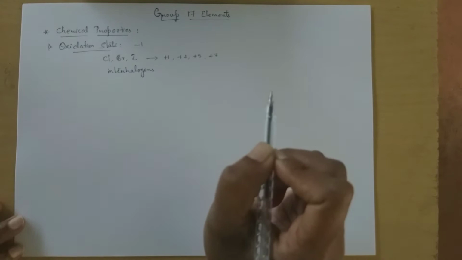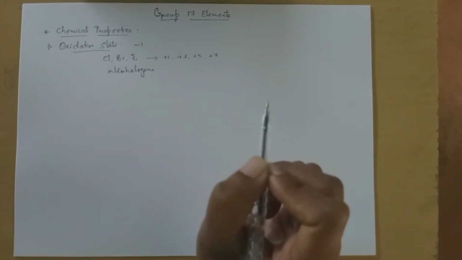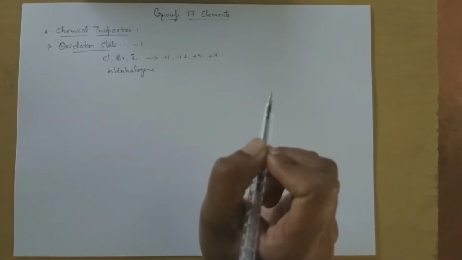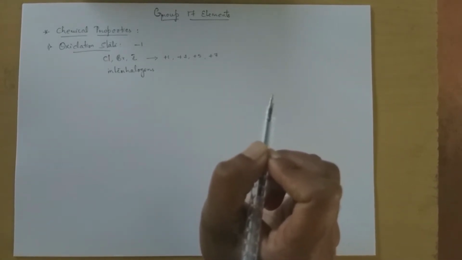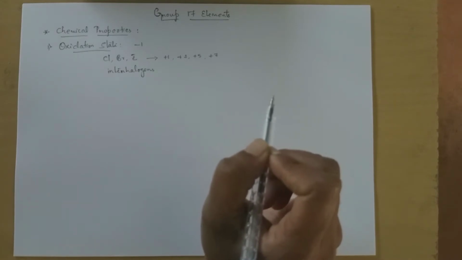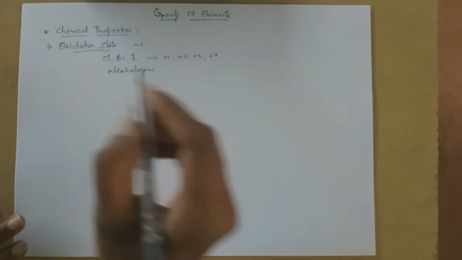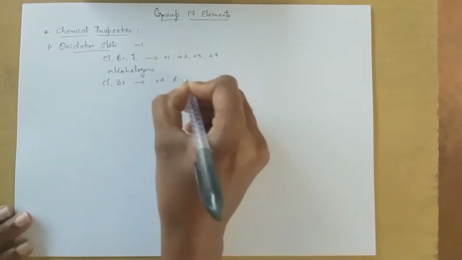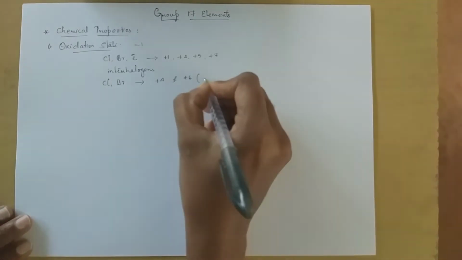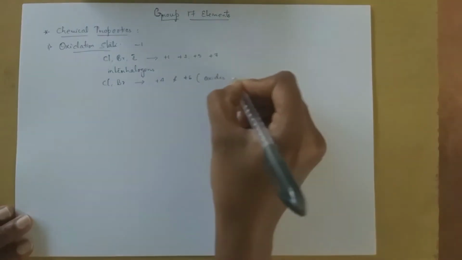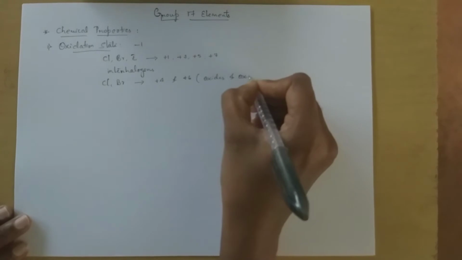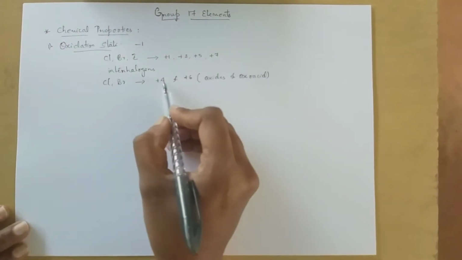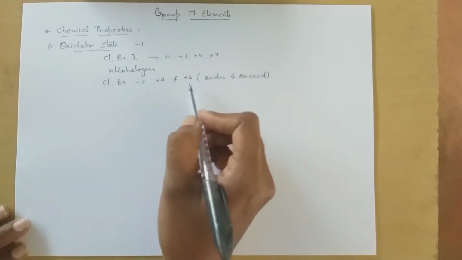So even here, chlorine, bromine, iodine will react with the fluorine or oxygen atom in their higher oxidation state. Next, chlorine and bromine exhibit +4 and +6 oxidation states in terms of oxides and oxoacids. In oxides and oxoacids, chlorine and bromine exhibit +4 and +6 oxidation states.